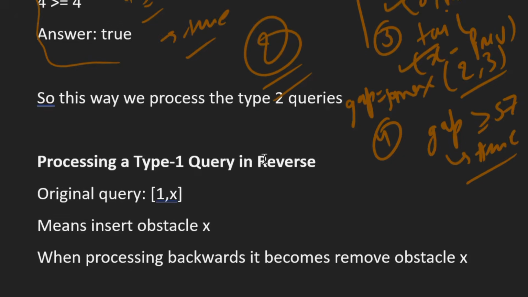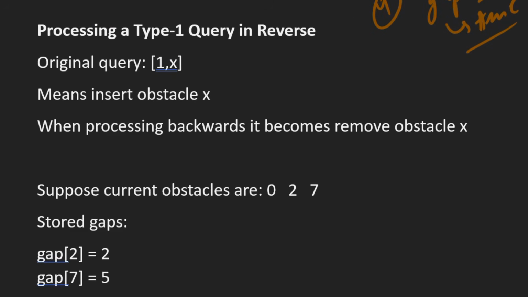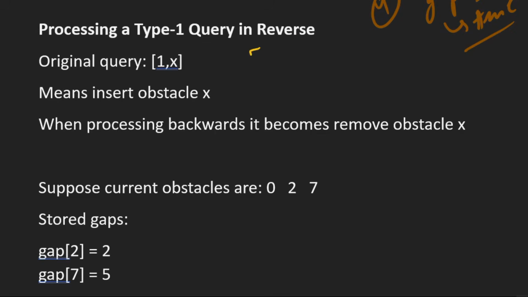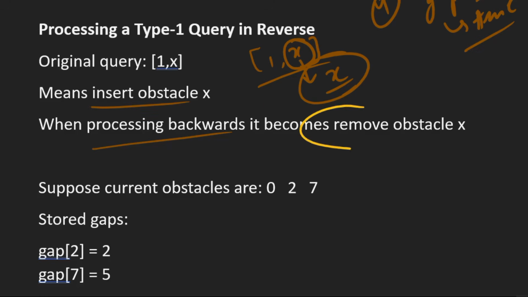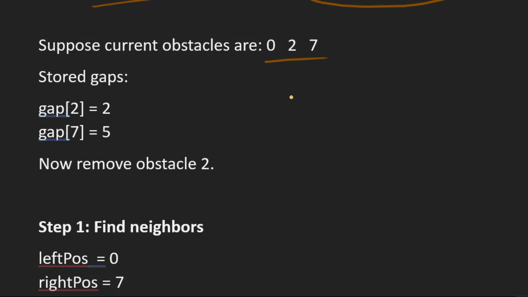Now next thing we will see is how we will process type 1 queries. So in type 1 query we have 1 comma x. That means we have to insert an obstacle at point x. But here we are processing in the backward direction. So instead of inserting, we will remove obstacle at x. So suppose we have our current obstacles at points 0, 2, 7. So stored gaps will be 2 and 5. Now we have to remove 2.